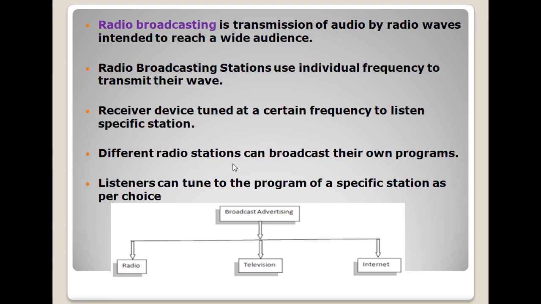Different radio stations can broadcast their own program because they have certain frequencies, and listeners can tune to the program of a specific station as per choice. Okay, when they tune, they get the specific frequency, and they easily hear the program of their choice. So this is the broadcasting of radio.